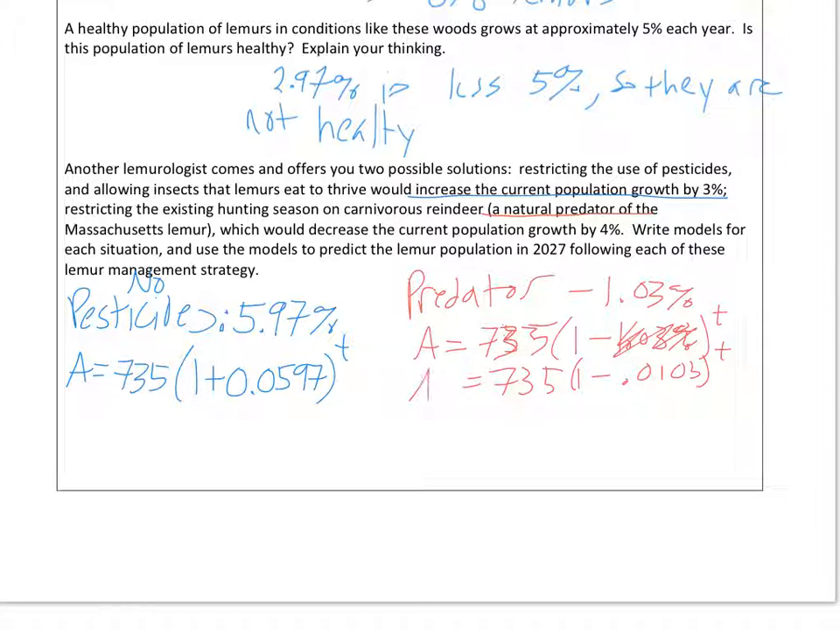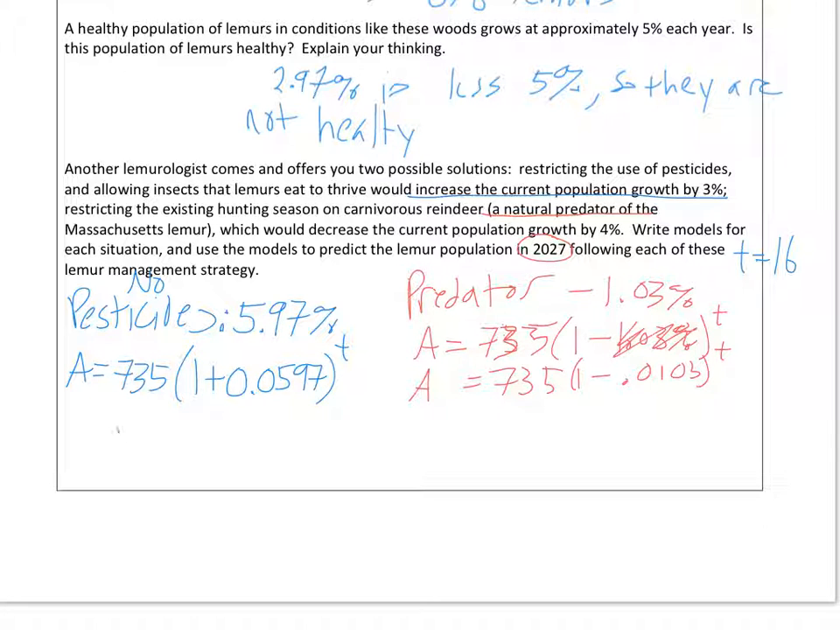All right. What we're trying to do is figure out what's going on in 2027. So 10 years from now, or 16 years after this whole experiment began. All I'm doing for that is plugging in numbers. So for my first one, we've got 735 times 1.0597, and that's to the 16.